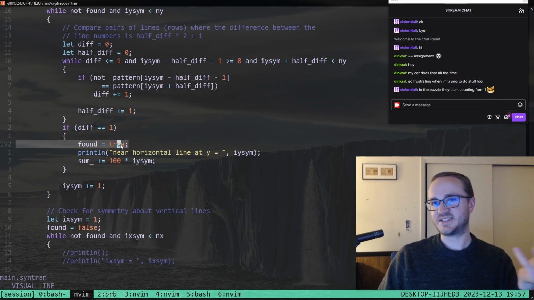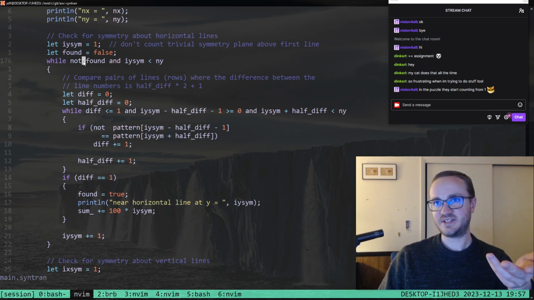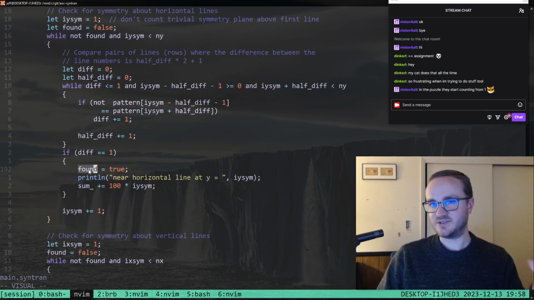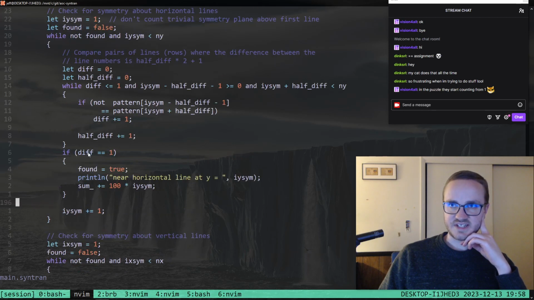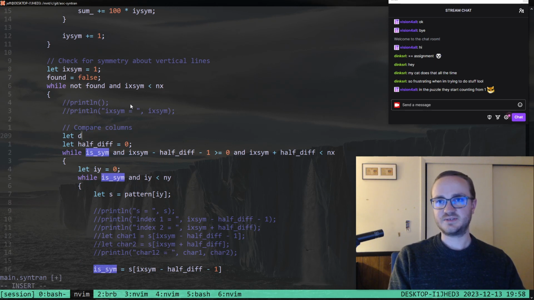And I'm glad I had this separate Boolean because I want to keep this around and break the outer loop now. I was thinking in part 1 of combining the found Boolean with the is symmetric Boolean, but now I'm glad I have separate Booleans. I think that's it for the horizontal ones, and then I have to do the same thing for the vertical ones. So diff equals 0, and then diff less than or equal to 1.